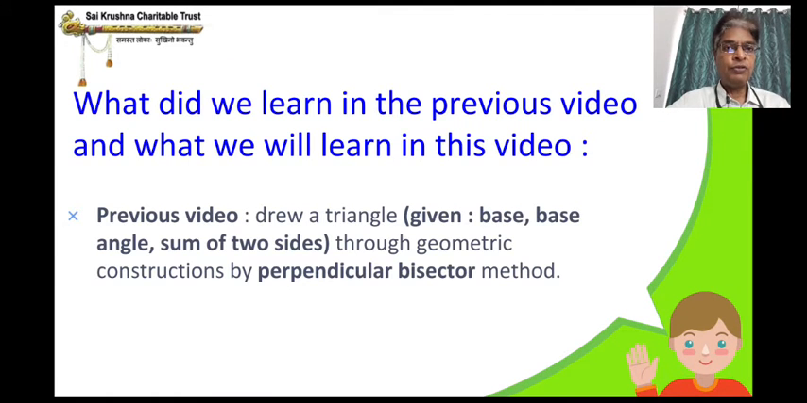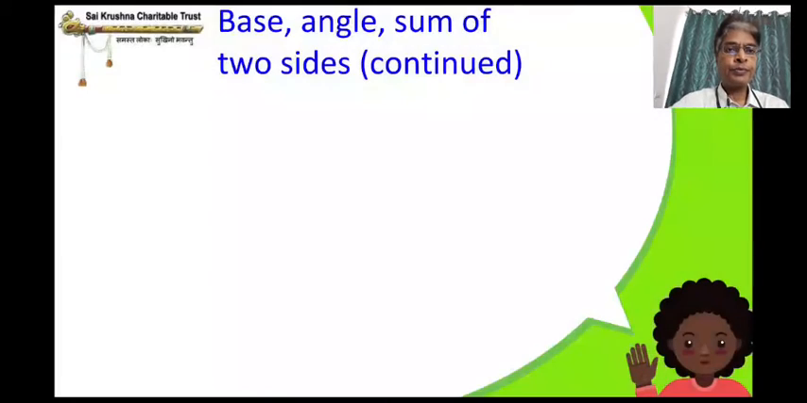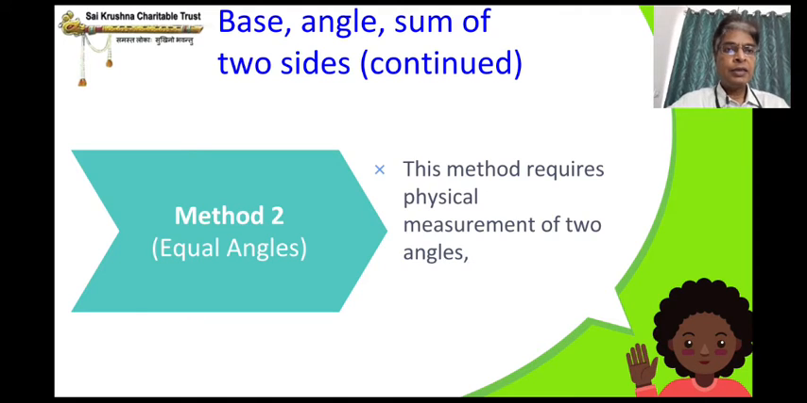In the last video, we drew a triangle given its base angle and sum of two sides through geometric constructions by the perpendicular bisector method. So in this video, we will be doing the same thing, but instead of the perpendicular bisector method, we will be using the equal angles method. So same thing. Okay, what is an equal angles method? Let us see. This method requires physical measurement of two angles.